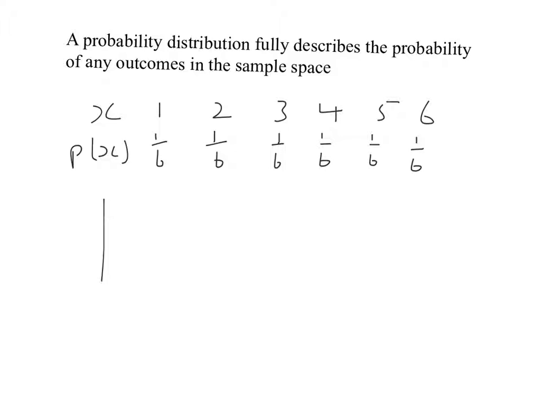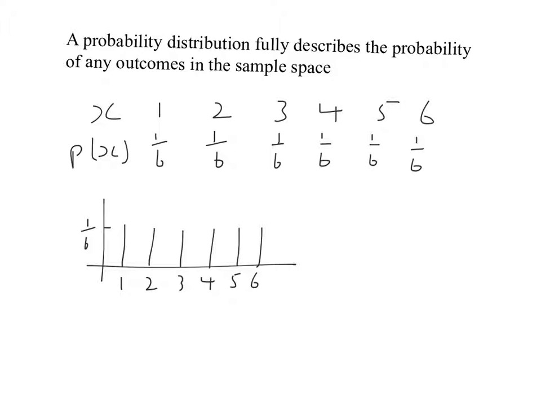Another way is to draw a diagram. Got 1, 2, 3, 4, 5, 6. Ooh, that's not very good. They're all meant to be equal, so it needs to be a bit smaller. That's right. So this is 1/6 here.